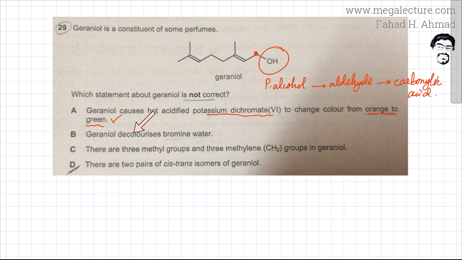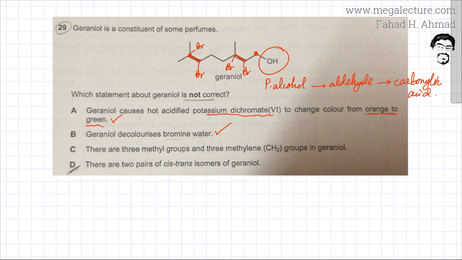The second one is geraniol decolourises bromine water. This is also going to be correct because geraniol has these double bonds. The double bond will be converted into a single bond and bromines will get attached to this double bond. So a bromination reaction on both these double bonds is going to happen. Bromine will get added to the double bonds. The pi electron cloud would disappear. It's going to be finished after this electrophilic addition reaction. So the second statement is also correct. Bromine water is going to be decolorized.